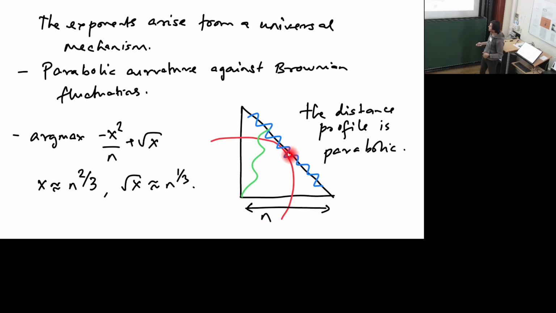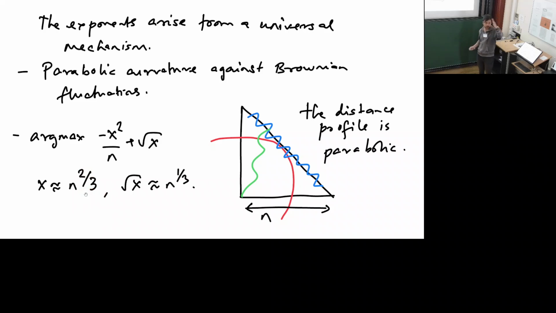So the location through which the geodesic passes is given by a maximization problem where you have this parabolic part, and the 1/n comes from the scale of the problem. So it's minus x squared over n for the deterministic parabolic part, and square root x is roughly the Brownian fluctuation on top of that. This is the competition that I was alluding to: a parabolic curvature with some Brownian fluctuation. And you want to see where this is maximized. If you do some basic calculus, you will see that this is roughly maximized at x equal to n to the 2/3.